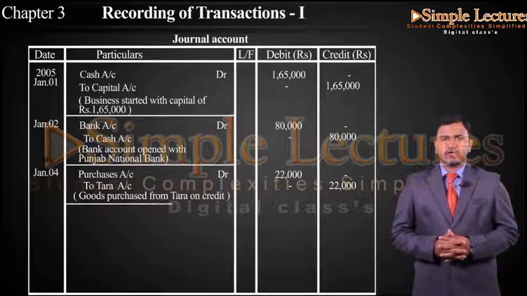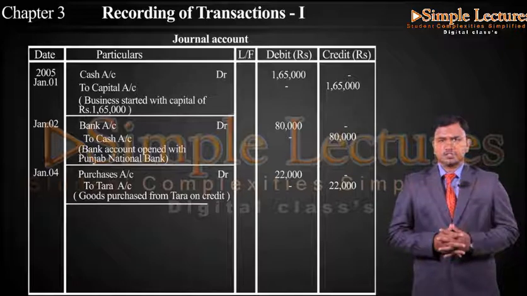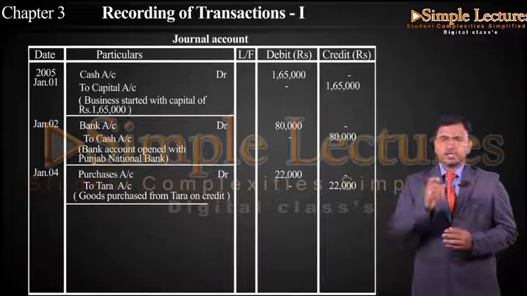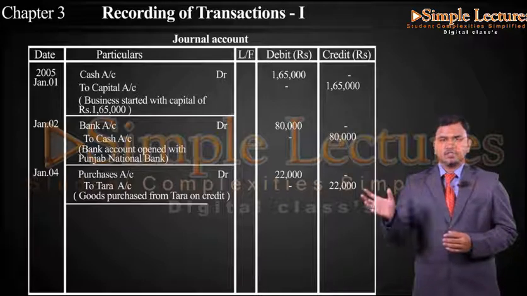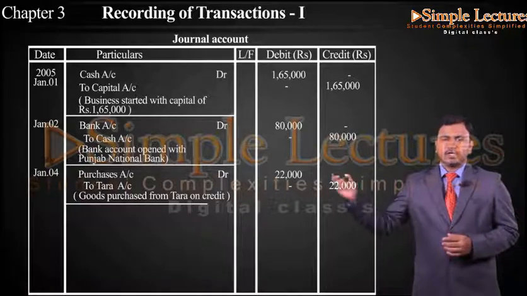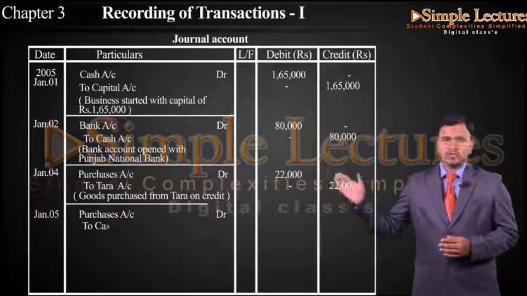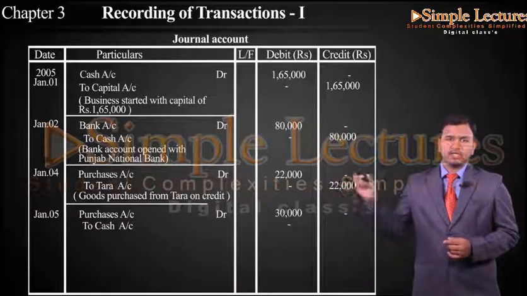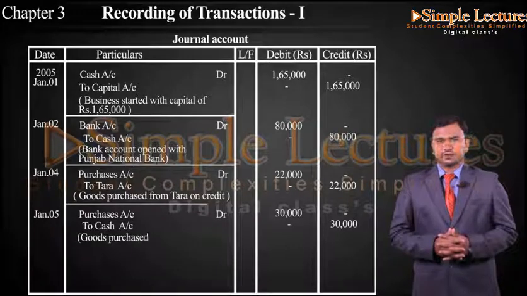Next transaction we have on Jan 5th. Goods purchased for cash 30,000. So here the goods were purchased for cash 30,000. So whenever the goods were purchased for cash, the cash will be credited here instead of the trader's name. Okay, it means that the goods were purchased on cash. Let us take in the journal account. Date will be Jan 5th and the entry will be purchases account debtor to cash account, 30,000 debit and 30,000 credit. Narration: being goods purchased for cash.